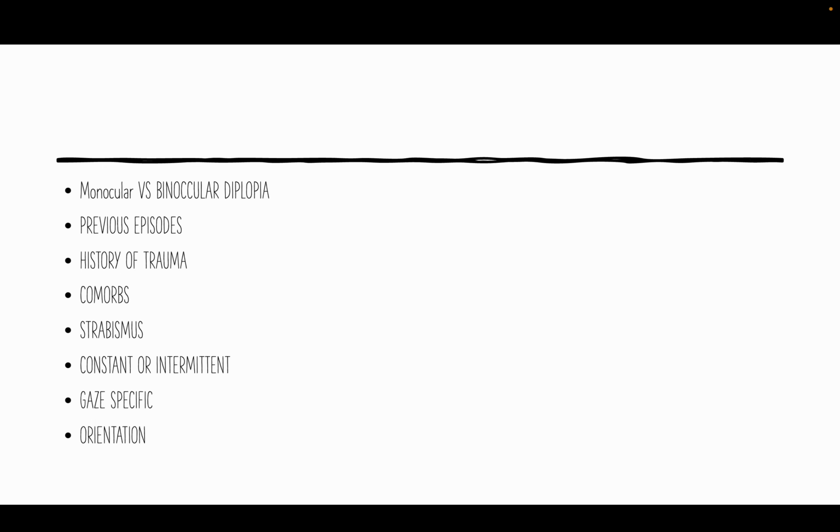Also ask whether it is constant or intermittent, like if the diplopia is persistently present or it is coming and going. Sometimes diplopia will be intermittent, like when you have to focus on a certain object, or when you're under stress, like working on a computer and looking at the screen for a long time, then they develop a squint. So that is intermittent squint.